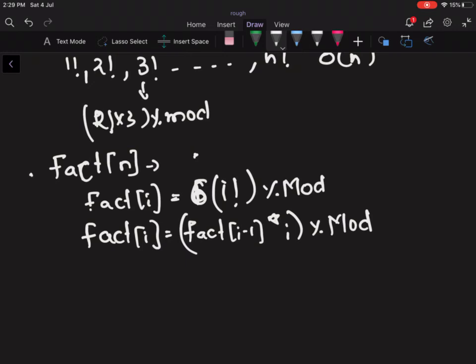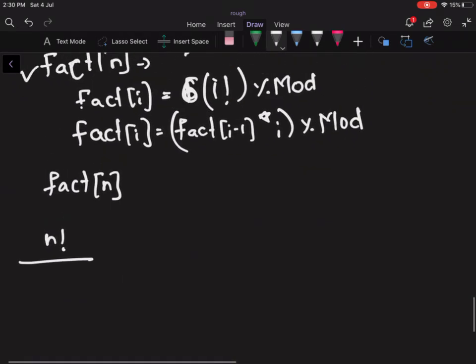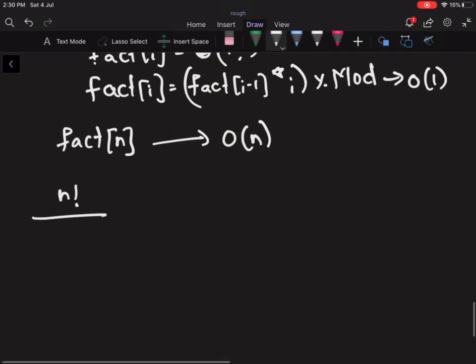Suppose you calculated fact I. Then it is pretty sure that the calculation of fact I will require O of n time complexity, right? Because each fact I can be found in O of 1, and for each of the elements we can find it in O of 1. So the complete time complexity will be O of n.